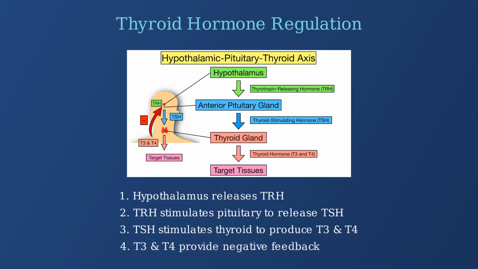Finally, T3 and T4 provide negative feedback to the hypothalamus and pituitary, inhibiting TRH and TSH release, thus maintaining hormonal balance. This elegant feedback system ensures that thyroid hormone levels remain within the optimal range for proper bodily function.